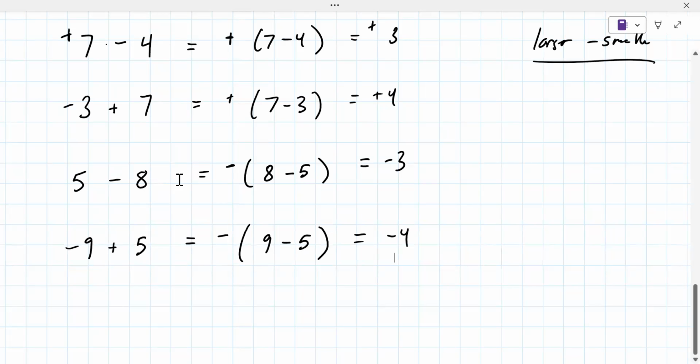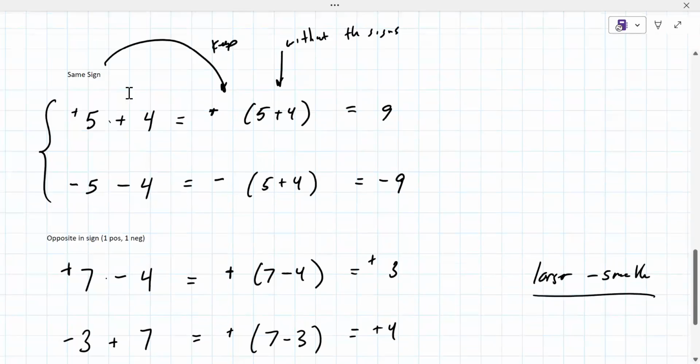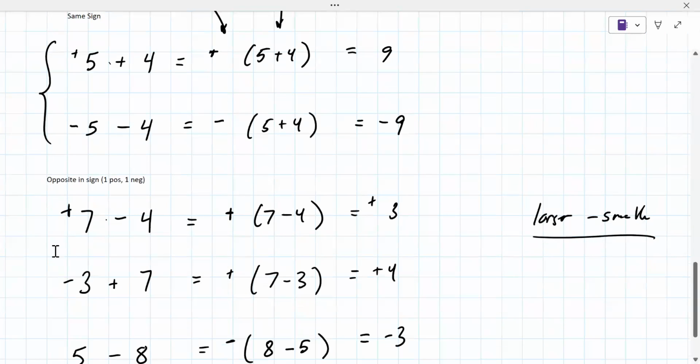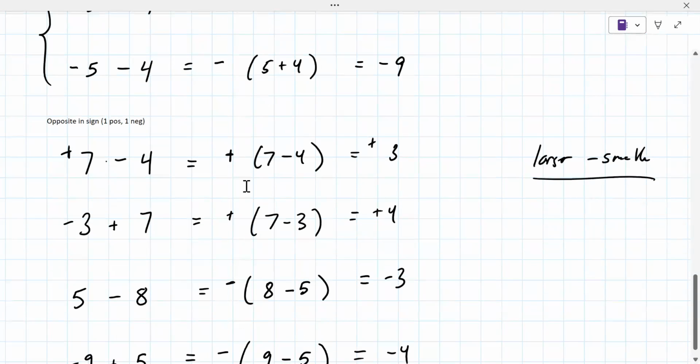Then you take the larger and subtract the smaller. Okay, so just to summarize here, there are only two cases. Either the numbers are both the same sign or they are opposite in sign. Within the cases, there are different examples. If they're the same sign, they could be both positive or both negative, but it's the same strategy. You keep the sign and add without the signs. If they are opposite in signs, you figure out the sign by determining which one is further from 0. And then you take the larger and subtract the smaller.